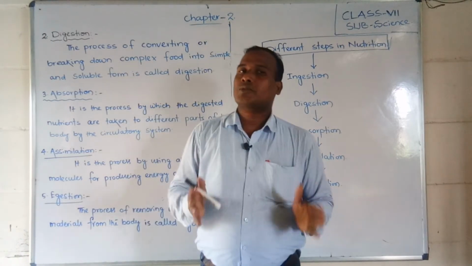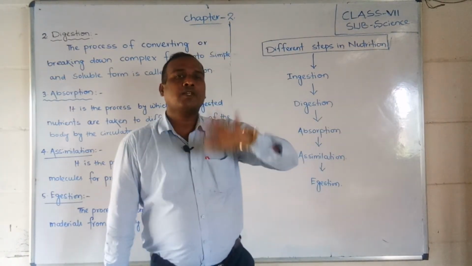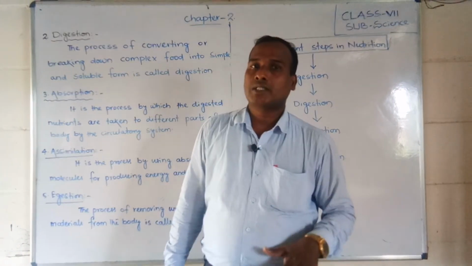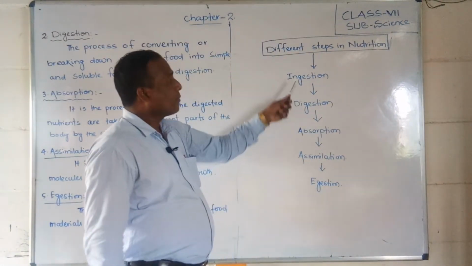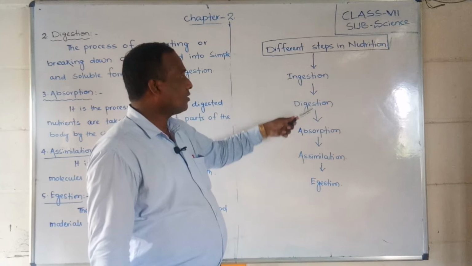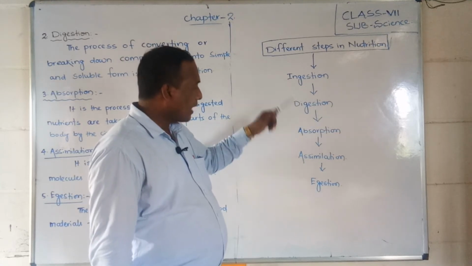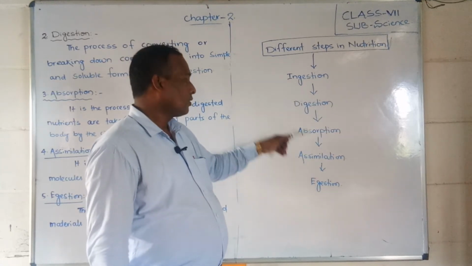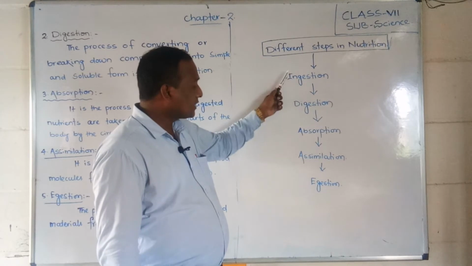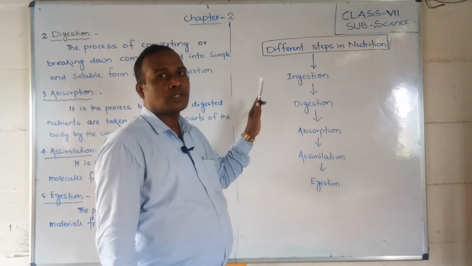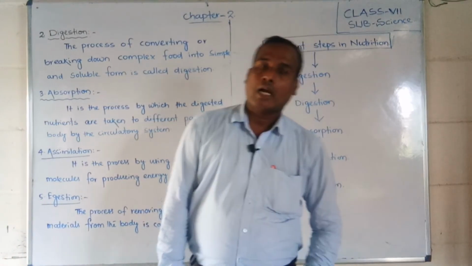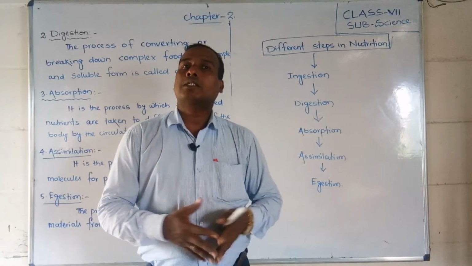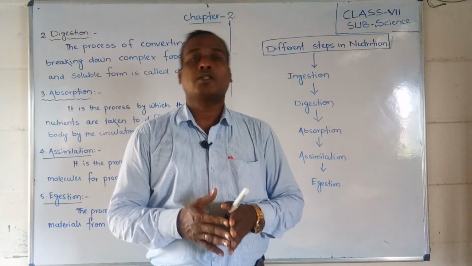So did you understand, students? These are the five different steps in the nutrition of animals. Let us see them in the web chart. First is ingestion, then digestion, absorption, assimilation and egestion. So this is ingestion, this is egestion. You have to understand and remember step by step. I hope you have understood the different steps in nutrition.